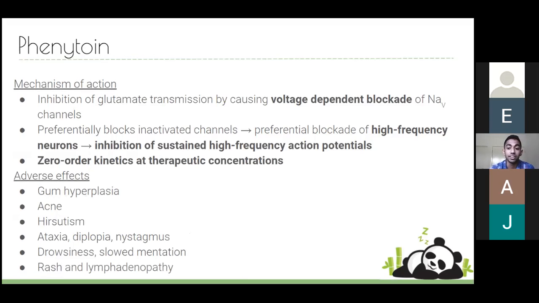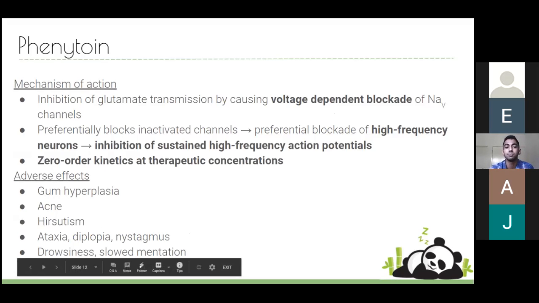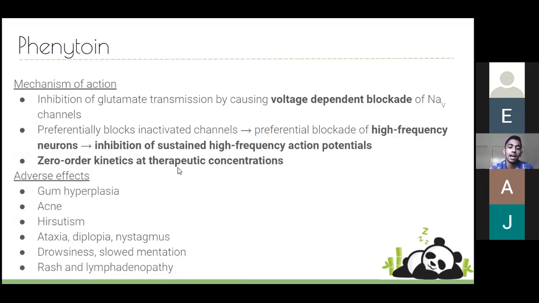All right, then we have phenytoin. So exact same mechanism of action that I was talking about before. But the important thing here is it's got zero order kinetics when we are trying to dose it. So that means the actual enzymes that are digesting phenytoin are not going to increase proportionally to the amount of phenytoin in our body, which means it's more likely that we're going to get phenytoin toxicity. So that makes it really, really hard to dose, which makes it much more toxic than carbamazepine.